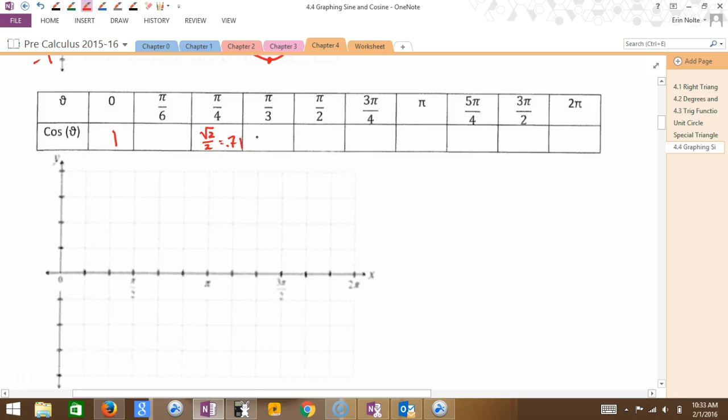Okay, and then I'm going to go to pi over 2. Okay, so what's the x value at pi over 2? 0. Okay, and then at 3 pi over 4, what's the x value? Good. So about negative 0.71. Okay, and what about at pi? Okay, and then what about at 5 pi over 4?